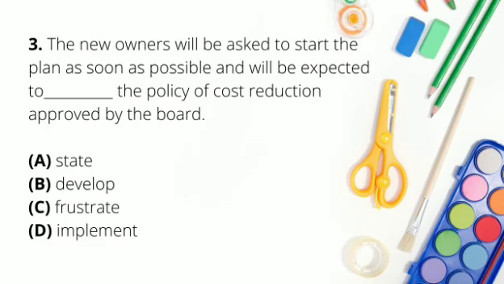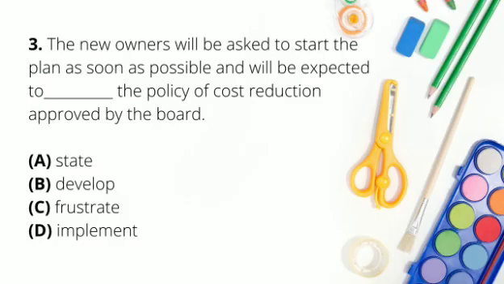Number 3. The new owners will be asked to start a plan as soon as possible and will be expected to dash the policy of cost reduction approved by the board. The answer options are A, state, B, develop, C, frustrate, or D, implement. State means to say or to express. Develop means to invent. Frustrate means to spoil, to block, or to stop. And implement means to carry out or to apply.